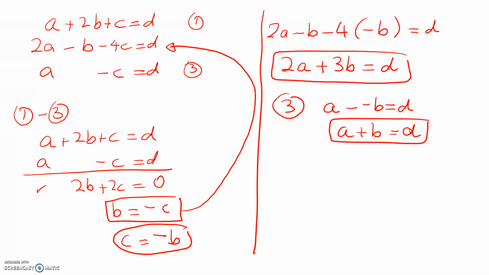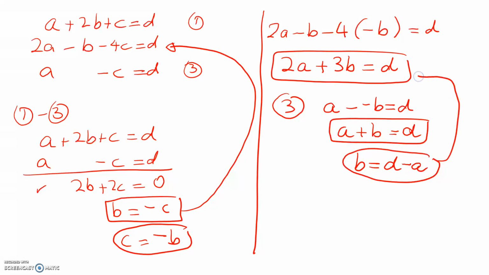So we can now combine those two. We can substitute... let's see, where am I going wrong? Okay, so I've got B is equal to D minus A from in here. So now we're nearly there. We've got A in terms of D, 2A plus 3 times D minus A is equal to D. So 2D, simplifying, is equal to A.